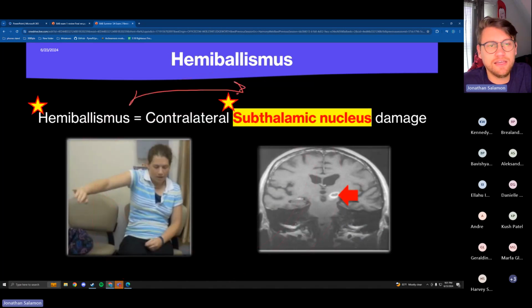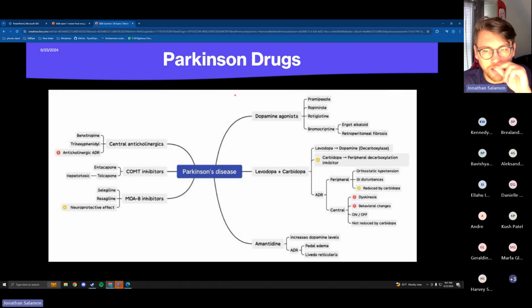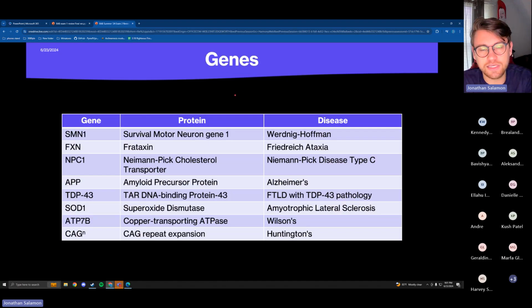Hemiballismus, subthalamic nuclei. Parkinson's drugs. This is just the same one from earlier, but I added these genes. I think the only one here I didn't talk about is SOD1, which is ALS.